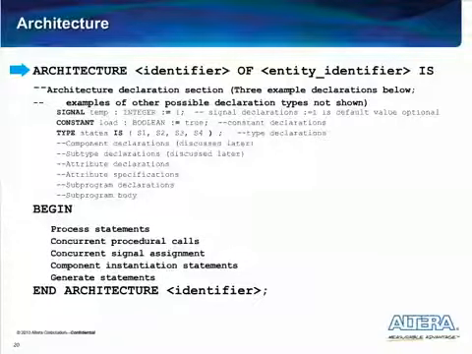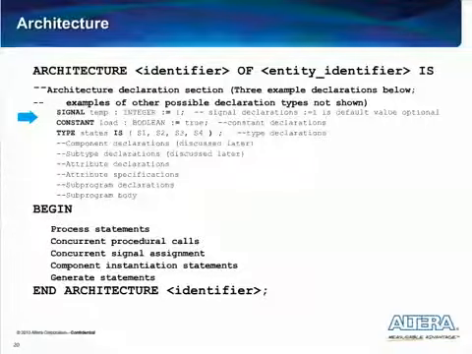If you have multiple architectures for the same entity, then the names must be unique. After the architecture name, you have the keyword of, and then the name of the entity that this architecture belongs to, followed by the keyword is. Then you have the architecture declaration section. Local identifiers that you use inside of the architecture that are not ports or generics must be declared in the architecture declaration section before they can be used in the design.